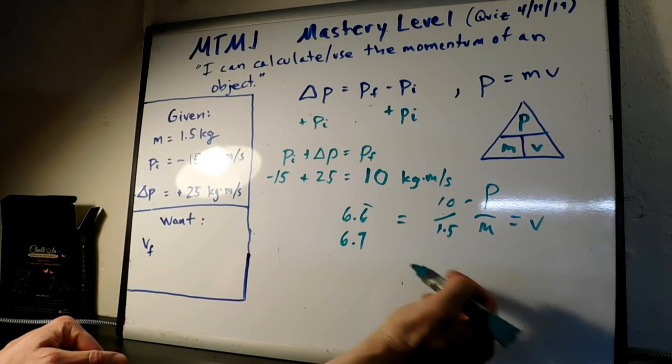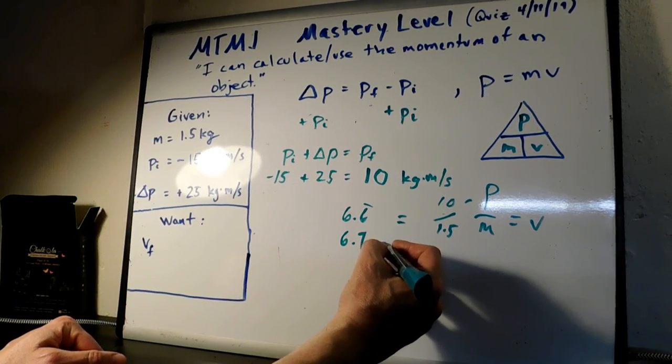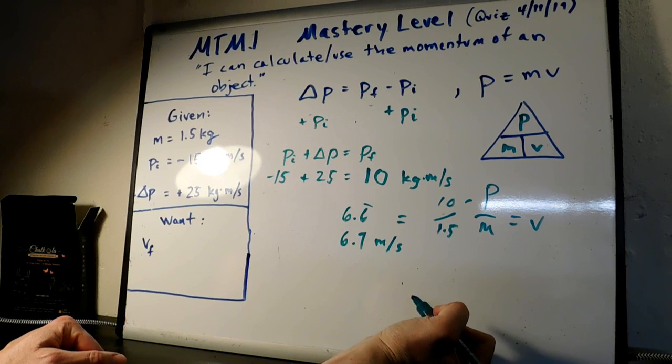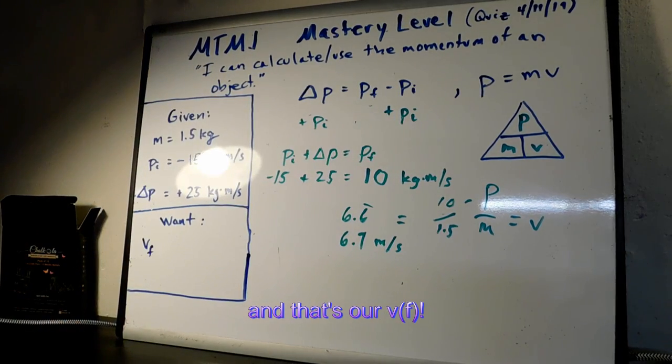And again, this is velocity, so what are the units? Take a second to think about that. And hopefully you said that they were meters per second. That's how you do the mastery level MFM1 from the quiz that we had on 4/11/19.